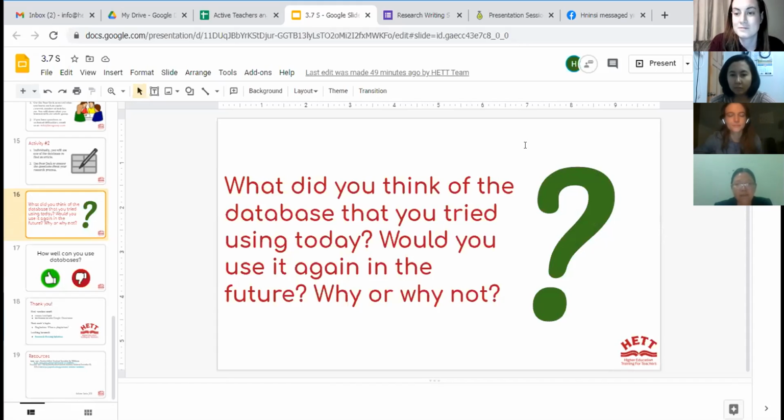Yes, it's essential for us as educators, because we will have to conduct our own research. So we have to use this. Definitely. Okay, anyone else?